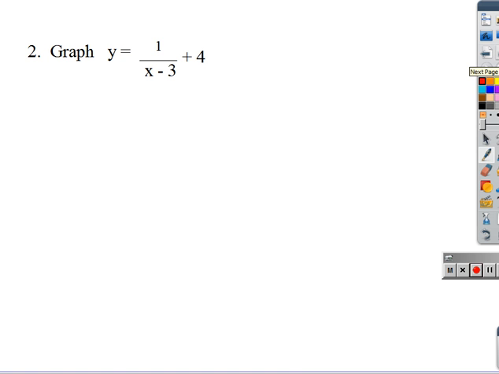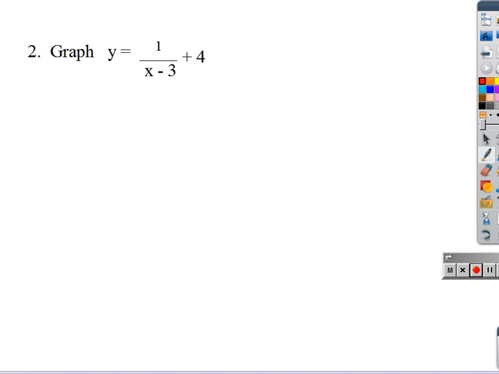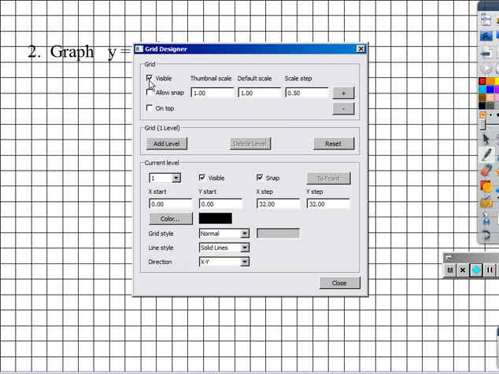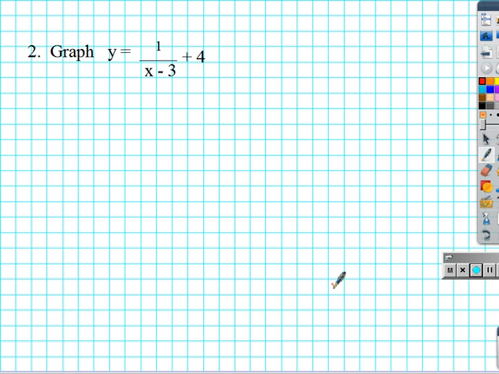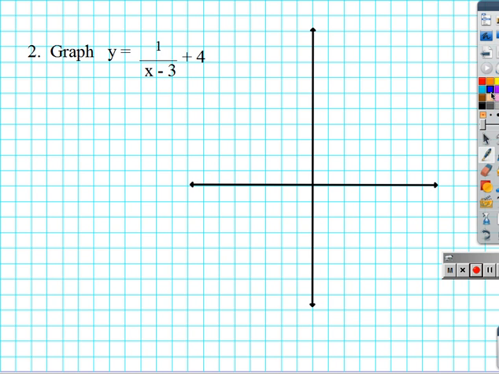Graph y equals 1 over x minus 3 plus 4. All right, I should have looked ahead here and gave myself some grid, excuse me. Sorry about that. I'll get there. And a coordinate plane to go with it. So here's my coordinate plane. Now obviously in the quiz this will all be provided for you. Now this is a hyperbola family.